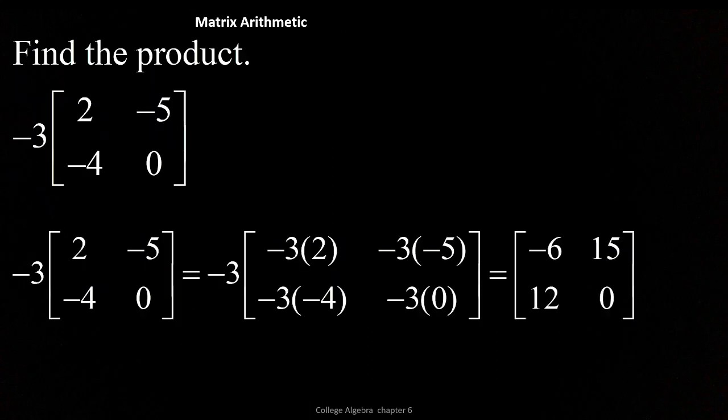All right, find the product. Now, we can multiply a real number, a one-dimensional number, by a matrix. How? It's very easy. Just multiply every entry by that number. So this is called scalar multiplication. A number by itself is called a scalar. -3 times this matrix is -3 times 2, -3 times -5, -3 times -4, -3 times 0. And that's it. It's very easy to multiply by a number.